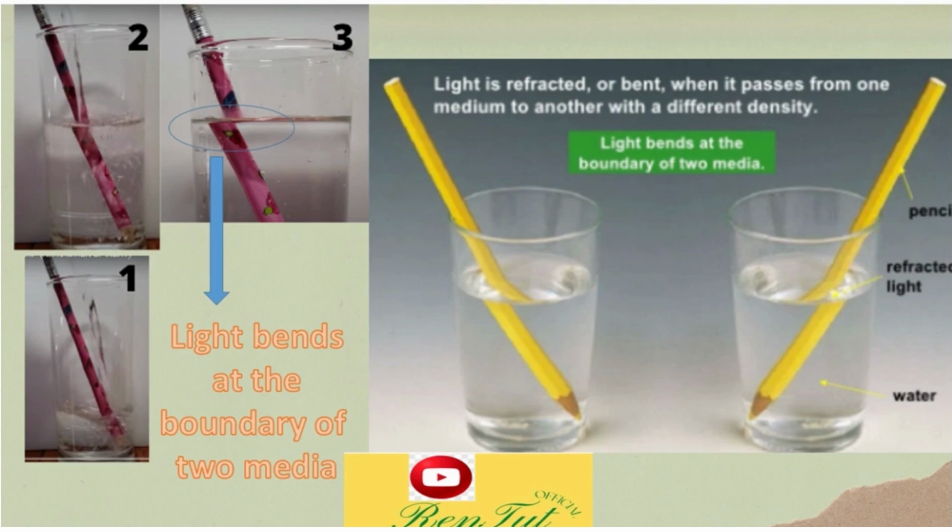Light bends at the boundary of two mediums. Okay, so one medium is water, the second medium is air. So on the boundary of these two mediums, refraction takes place. So light is getting refracted and bent when it passes from one medium to another medium. So when light passes from the less dense medium, that is air, to a much more dense medium, it bends towards the normal.